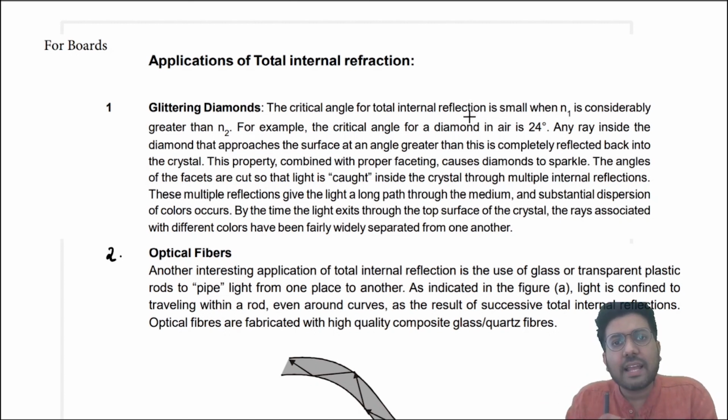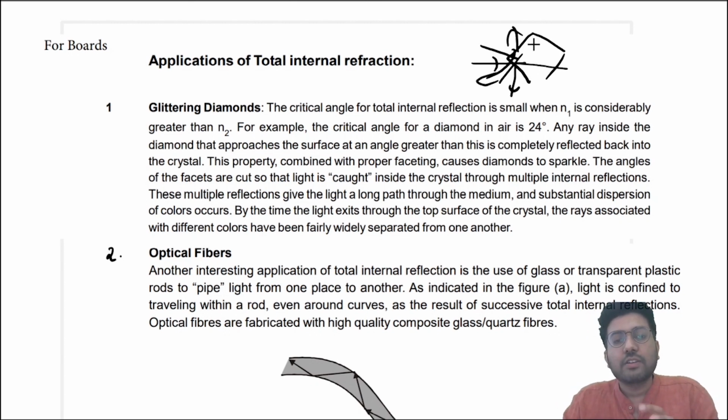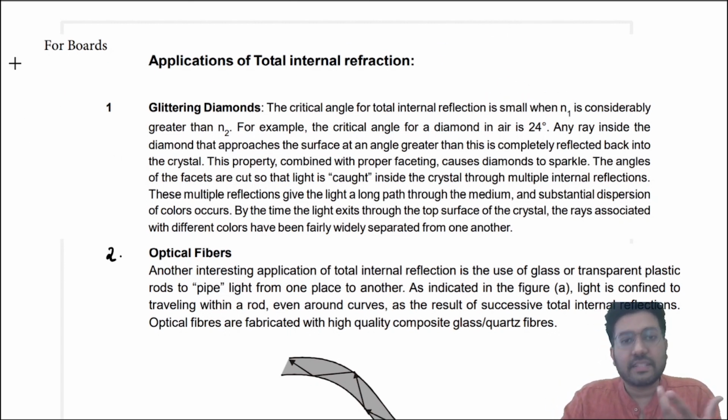See, if the critical angle is small, that means what? Whenever light is striking a diamond surface, instead of refracting, it is reflecting. From every point, it is reflecting light. So when from every point it is reflecting light, it seems to sparkle. Okay, and that is why you say that diamond glitters. So the critical angle for total internal reflection is small when N1 is considerably greater than N2. Okay, that means the denser medium has a higher refractive index compared to the rarer medium. For example, the critical angle for a diamond in air is 24 degree.